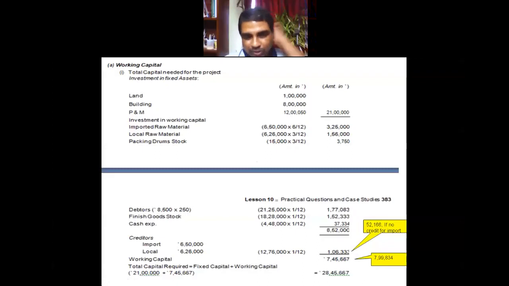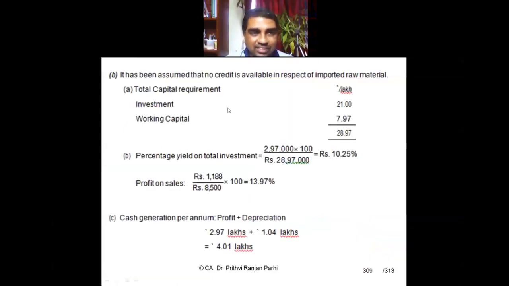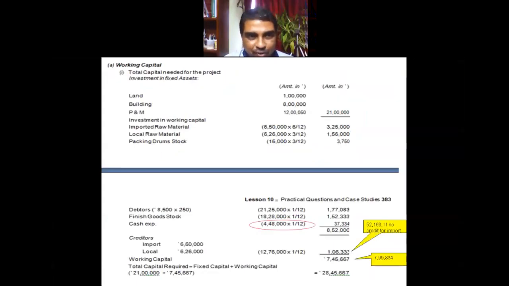Now, here one more question you had asked. Working capital here is 7,45,000, and subsequently it has taken, I think, 7 lakh 97,000. Try to understand what the question says. The question has added one more thing. It is saying it has been assumed no credit is available in respect of imported raw material. So if imported raw material credit is not available, you'll go back. Here, when you're calculating working capital, this is the current asset minus current liabilities, meaning creditors are deducted. We are getting 7,45,000. And when deducting, we are calculating import this much, local this much.